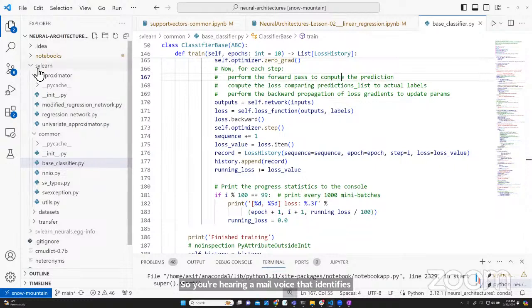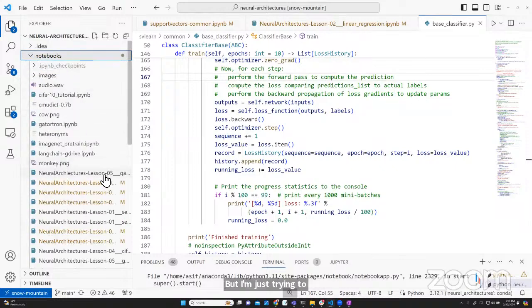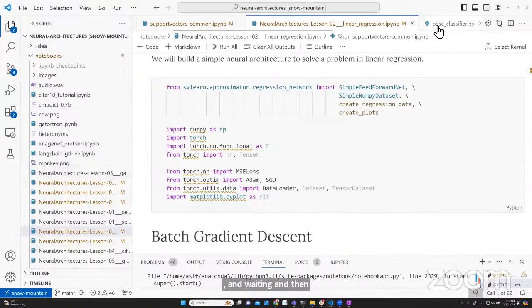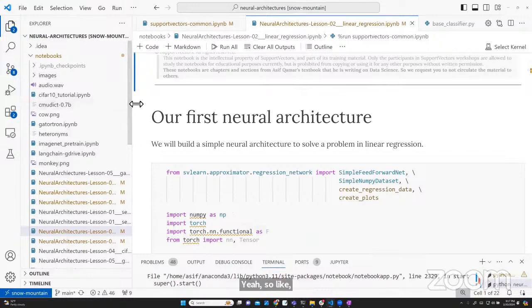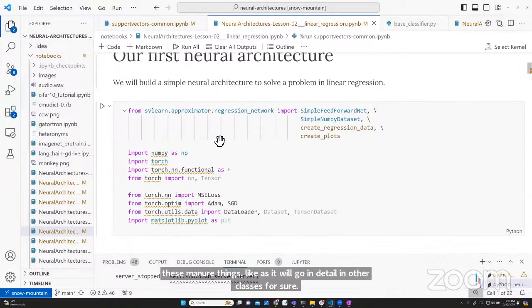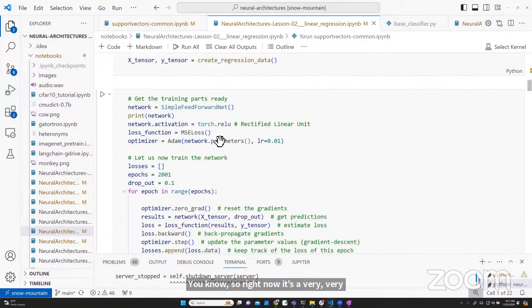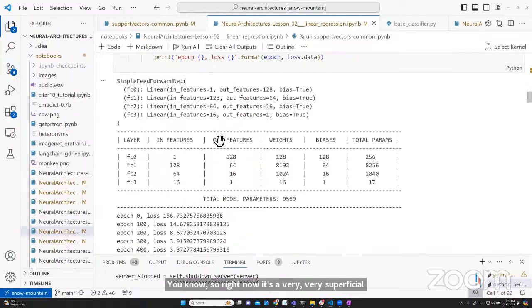So it's a little bit confusing just for vocals. But I'm just trying to, because I'm understanding the bigger picture and waiting in anticipation for when the mysteries would get resolved later on in the course. Yeah, so for all the mathematical background for these minute things, Asif will go into detail in other classes for sure. Right now we are learning very superficial things, and it's not possible to explain every single thing in one session, but it's a very interesting topic.